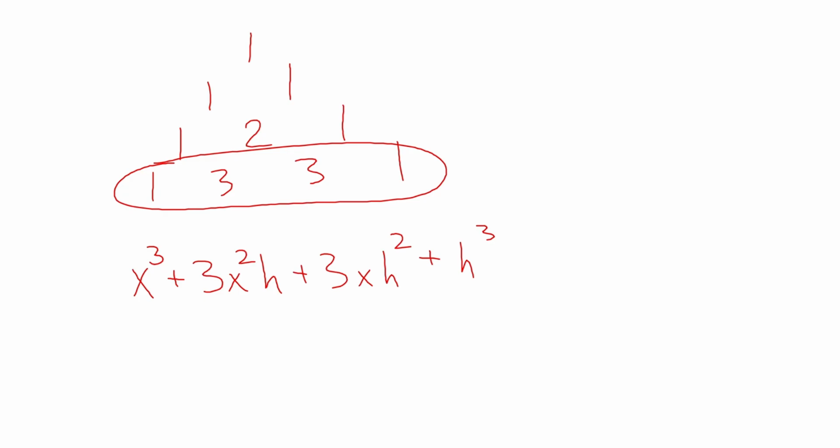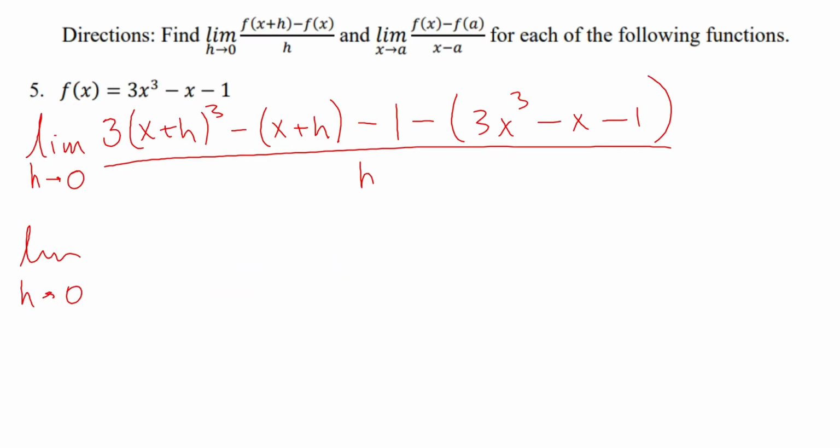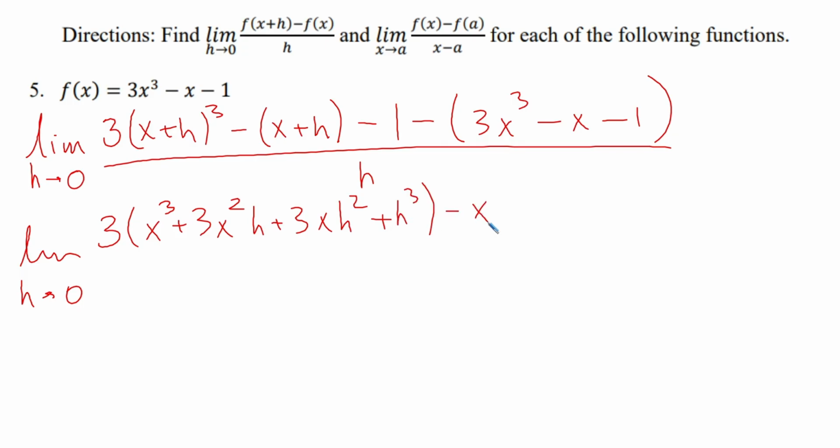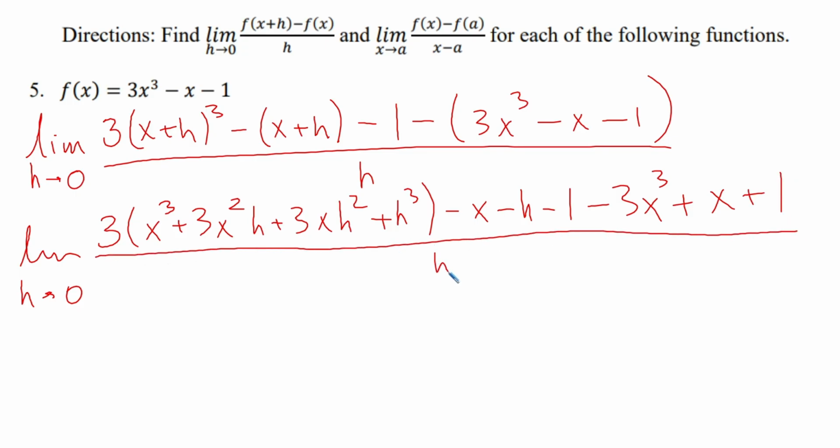So we've now got 3 times x cubed plus 3x squared h plus 3x h squared plus h cubed minus x minus h minus 1 minus 3x cubed plus x plus 1 all over h. And we're going to just cancel some stuff out here.